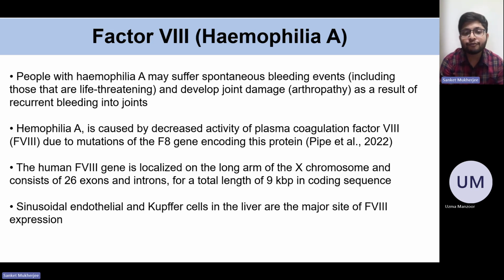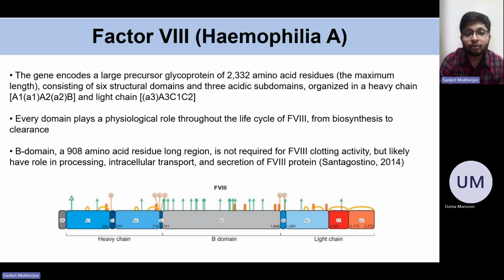The human F8 gene is localized on the long arm of X chromosome and consists of 26 introns and exons for a total length of 9 kilobase pairs in the coding sequence. Sinusoidal, endothelial, and Kupffer cells in the liver are the major site of F8 expression. Now, the gene encodes a large precursor glycoprotein of 2,332 amino acid residues and consists of 6 structural domains and 3 acidic subdomains organized in a heavy and light chain.